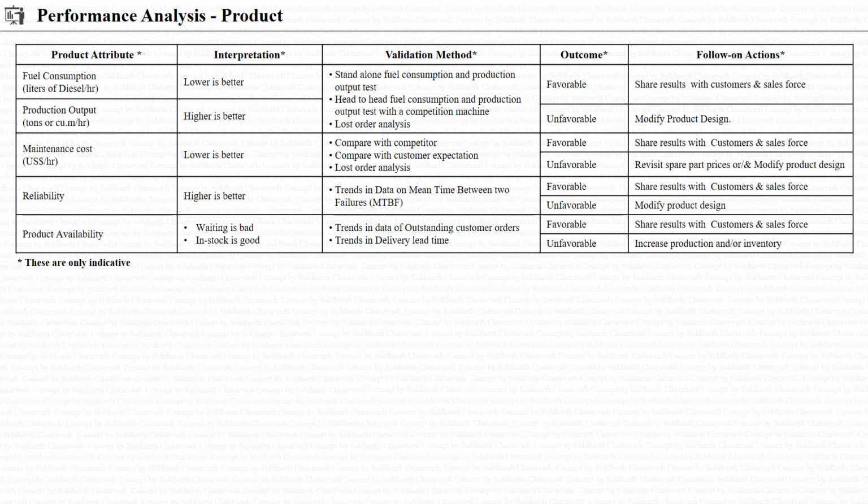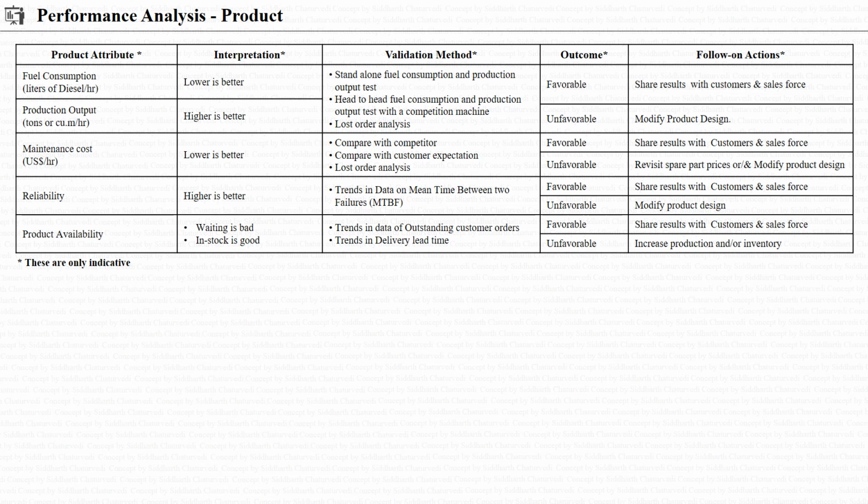Let us start with the product element of the marketing mix. Product attributes important to customers and their interpretation in context of the construction equipment industry have been shown. Validation methods establish if a given product attribute is indeed responsible for the sales performance gap. The follow-on actions flow out of the outcomes of the validation method. It is important to execute follow-on actions, both for favorable and unfavorable outcomes of the validation method.